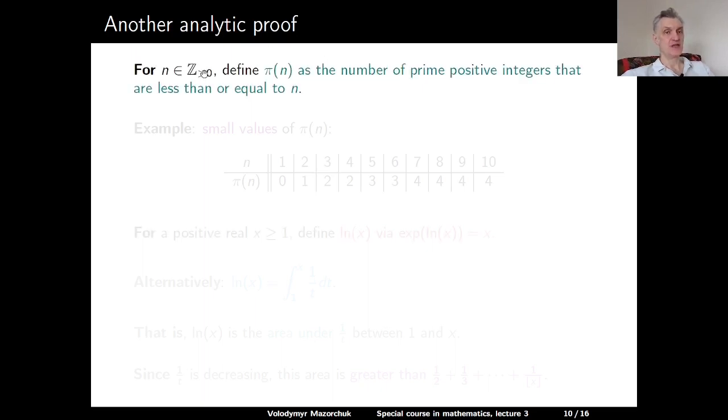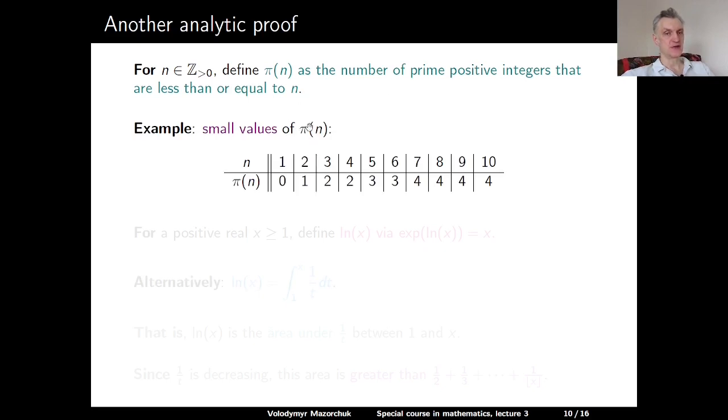For a positive integer n, let us define pi of n as the number of prime positive integers that are less than or equal to n. So here is an example of this function pi of n. So if n is equal to 1, then pi of n is 0. If n is equal to 2, then pi of n is 1. We have the prime 2.